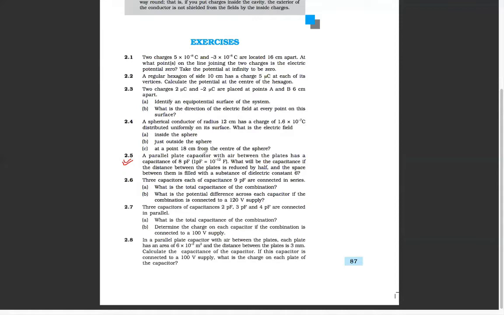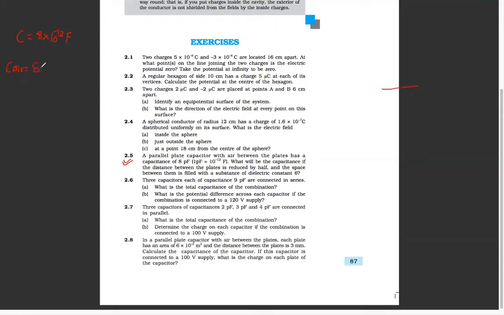A parallel plate capacitor with air between the plates has a capacitance of 8 picofarad. So the capacity is 8 into 10 raised to the power minus 12 farad. This is the capacity of the capacitor. What will be the capacitance if the distance between the plates is reduced by half and the space between them is filled with a substance of dielectric constant 6? So this is the capacitance in air.